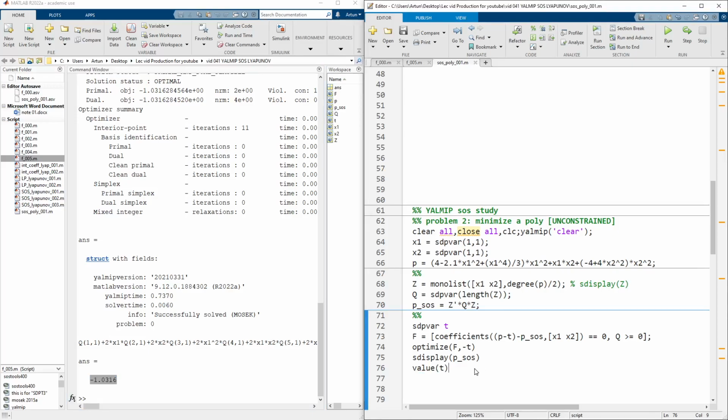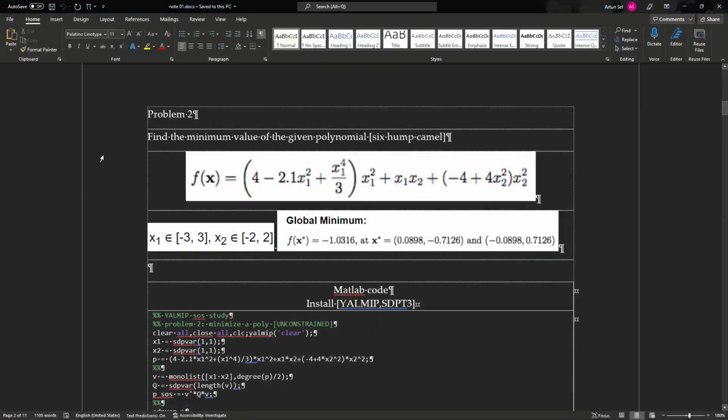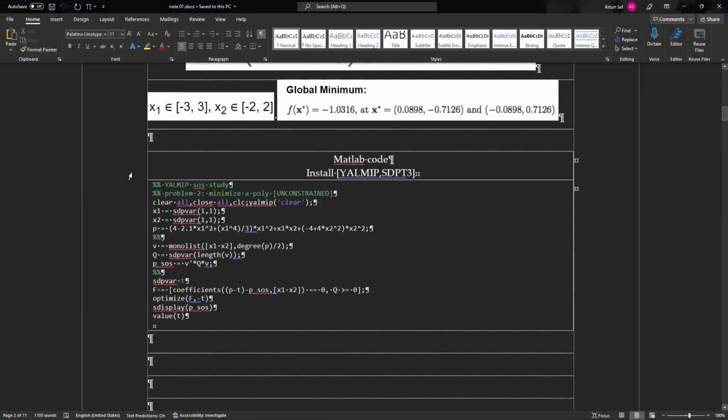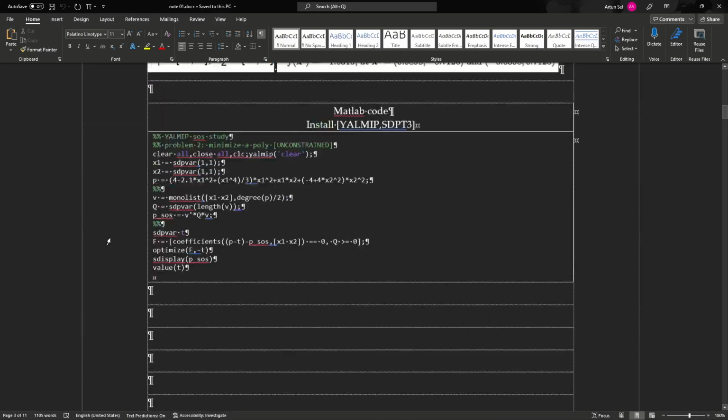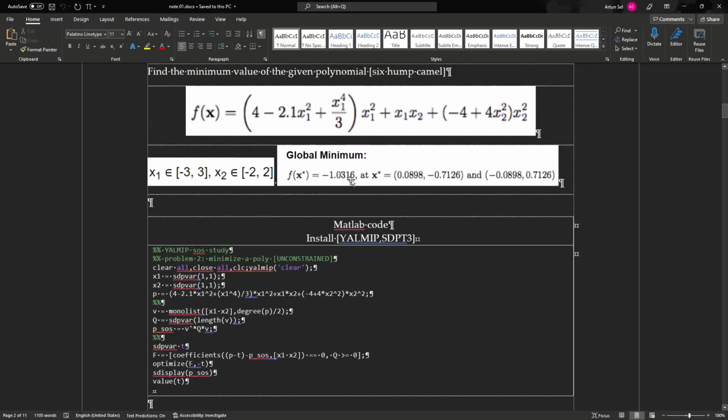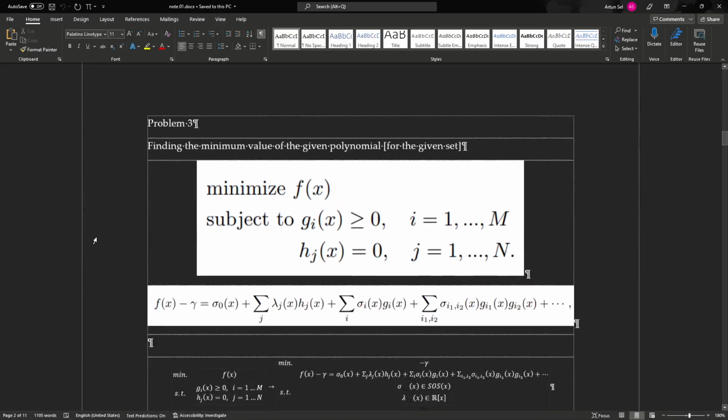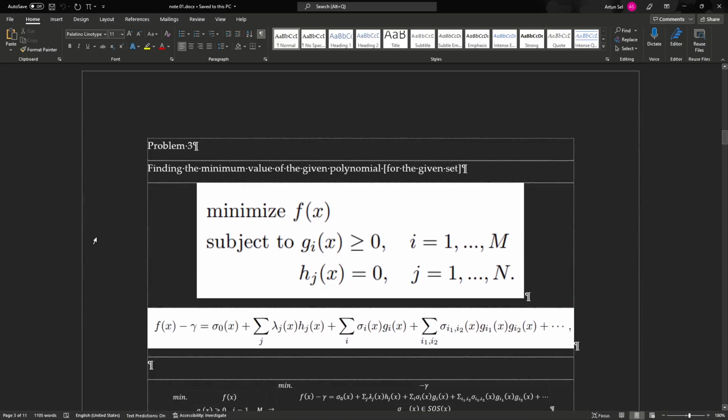Okay, and now let's look at the second problem. This was the third problem. This was the second problem, right? And again, the answer is correct. Okay, let's look at the third problem. Here, this is called polynomial optimization. Of course, it's incredibly general. This way of stating a problem is a very general optimization problem.